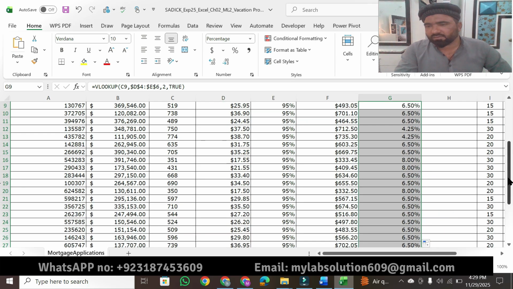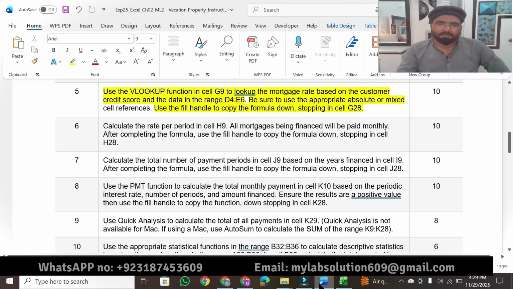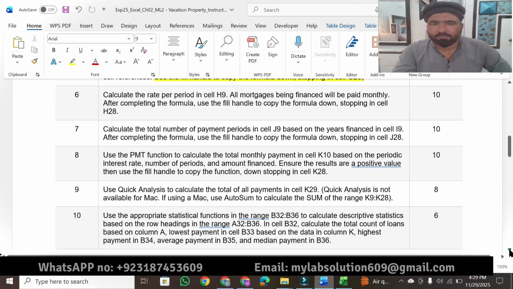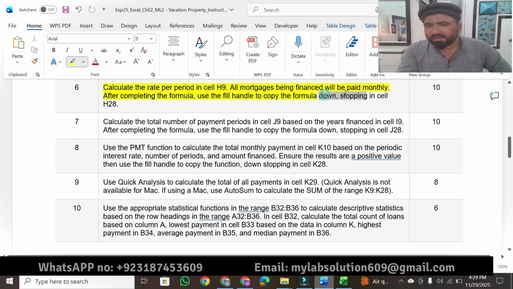So question number 5 is done 100%. Now we are moving toward question number 6. In question number 6 what we have to do: calculate the rate per period in H9. All mortgage loans being financed will be paid monthly. After completing the formula, use the fill handle to copy the formula down, stopping in cell H28.